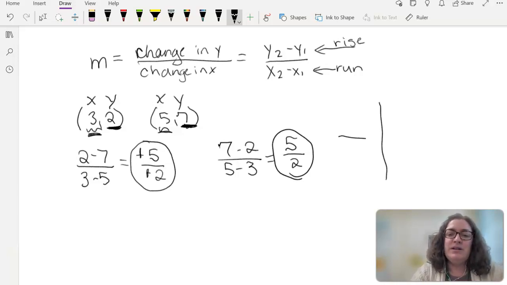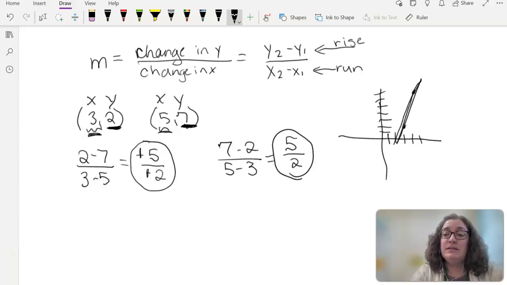And if I just wanted to check my work, I could graph those points: over 3 up 2, and then over 5 up 7. And I do, in fact, see that that is a slope that's positive, going up 5 over 2.